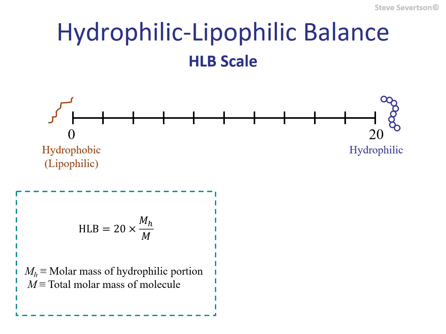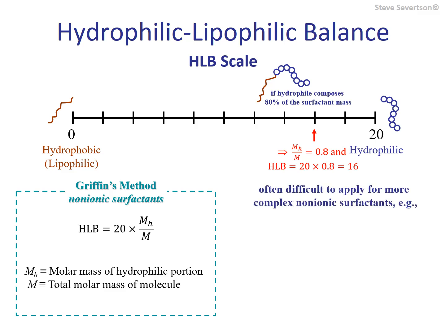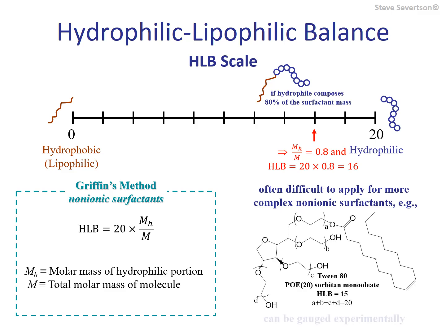A more meaningful example is a nonionic surfactant for which the hydrophile, a series of EO linkages for example, composes 80% of the molecule's mass. For this species, the assigned HLB number would be 0.8 multiplied by 20, or 16. This approach was proposed by Griffin back in 1949 and is referred to as Griffin's Method. The equation shown explicitly demonstrates the simplicity of this approach, but for more complex structures, using this approach can be a little bit confusing, for example, deciding which components actually contribute to the hydrophile.